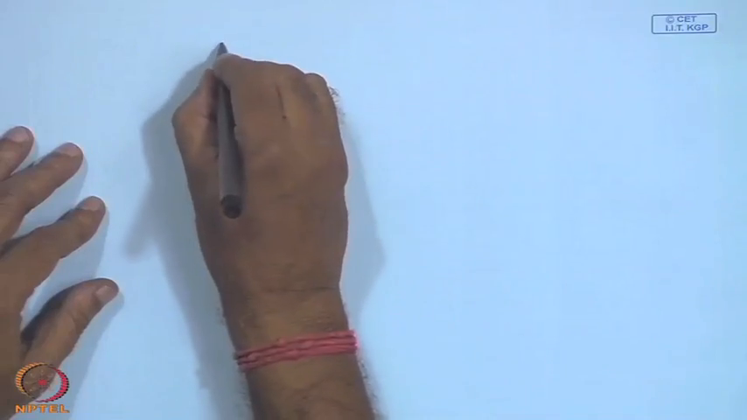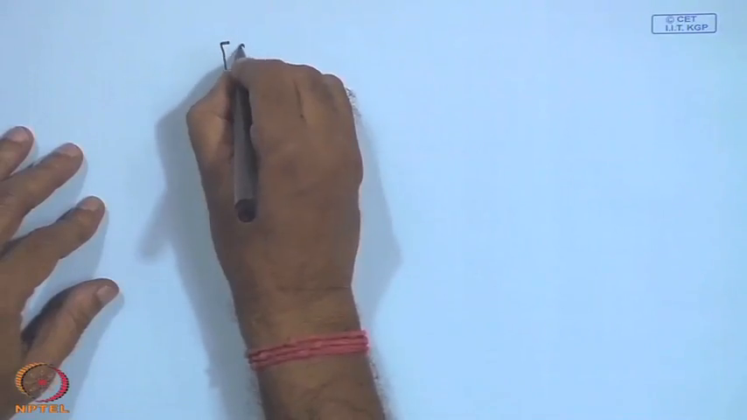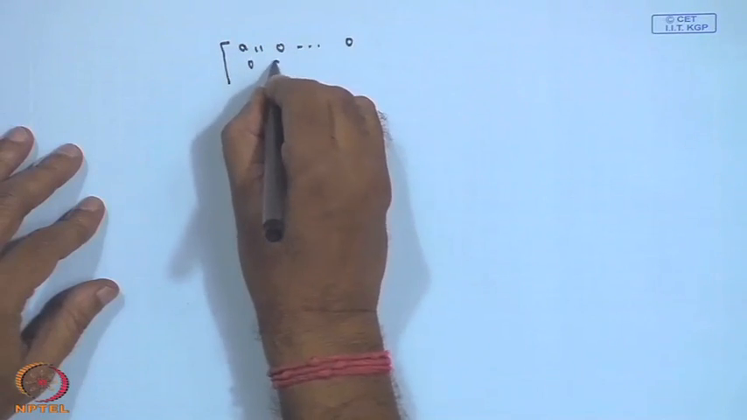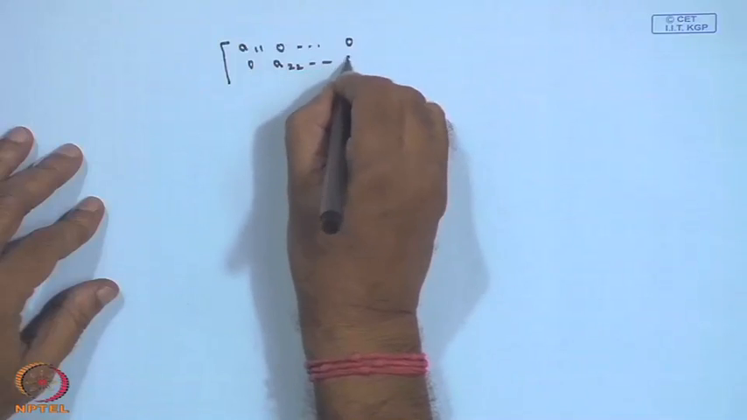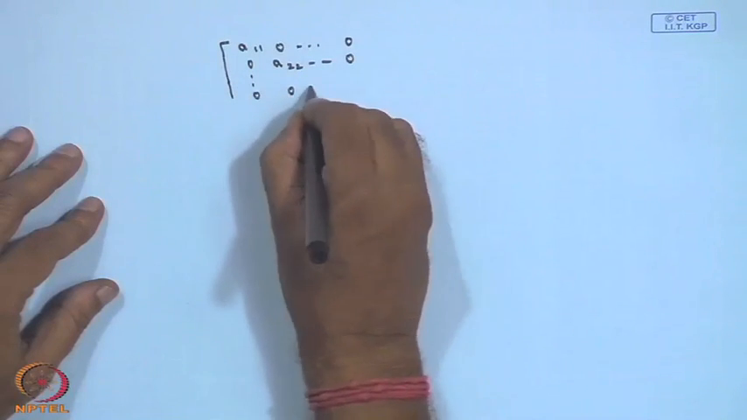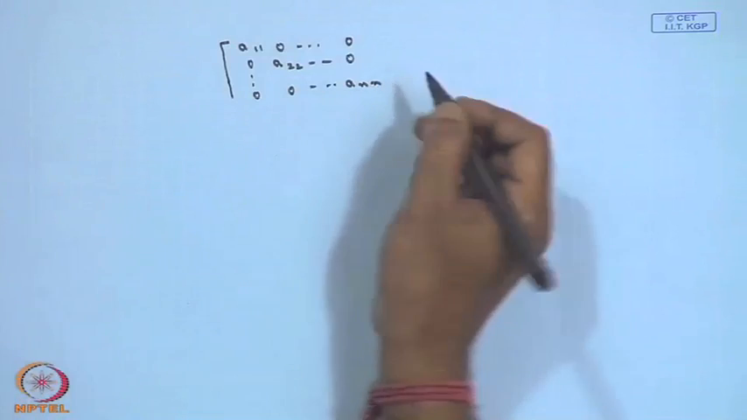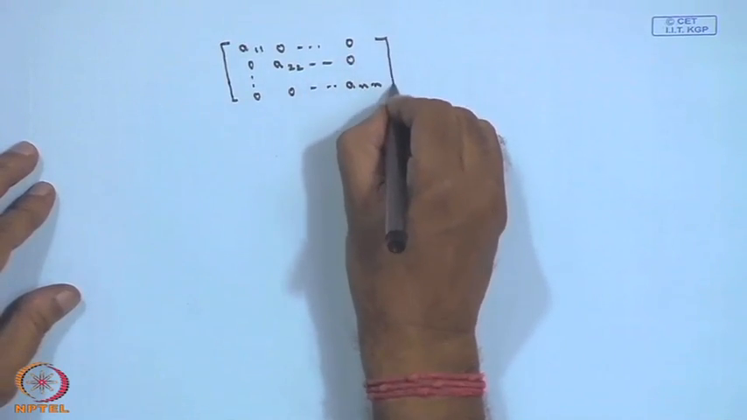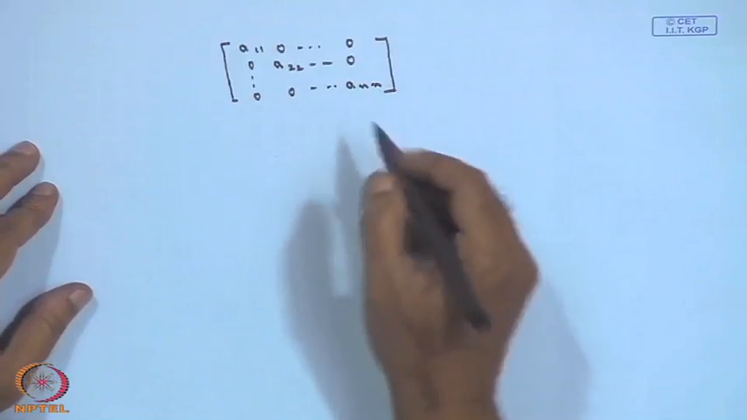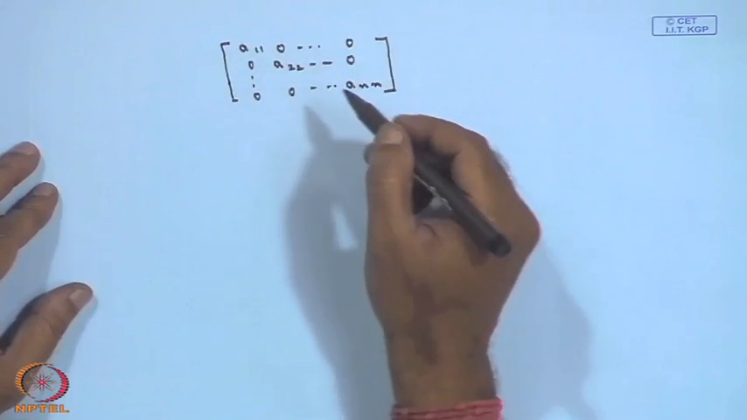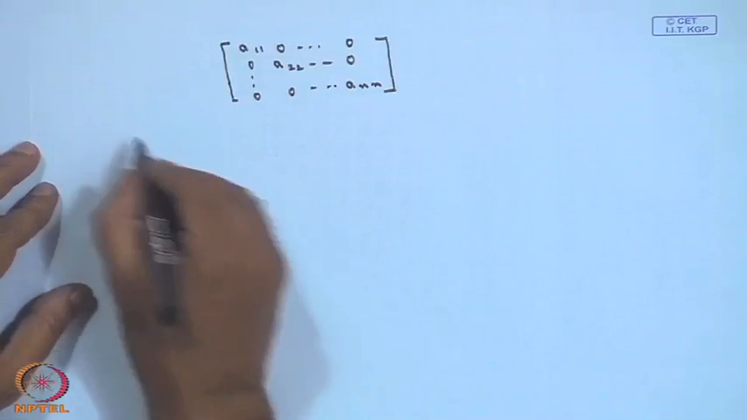For example, you can write down this matrix. This matrix, if you see, is a diagonal matrix, except the diagonals all other elements are zeros. So, this is a diagonal matrix.